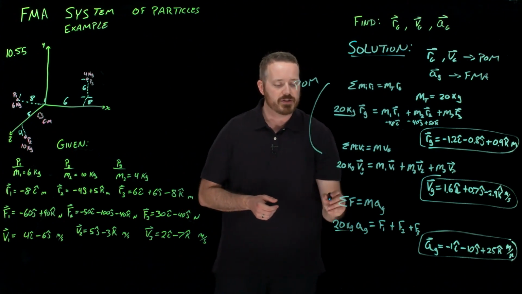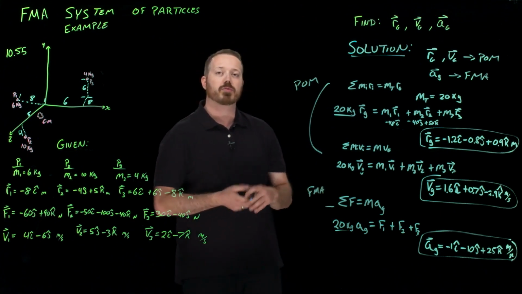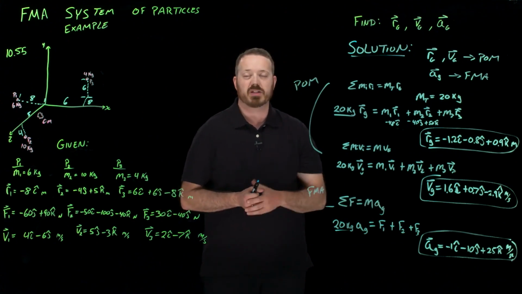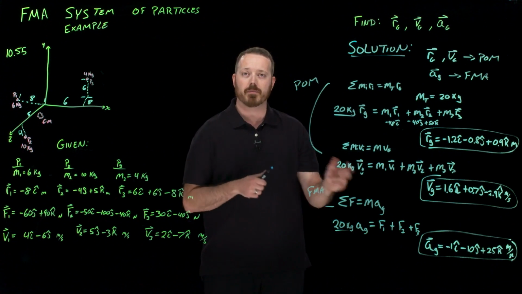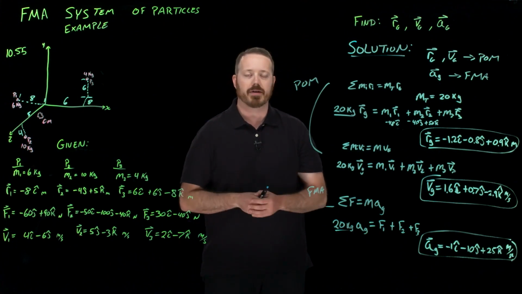And to find acceleration, of course, that is when we needed to apply our FMA method to a system of particles. In this case, pretty simple. Just add the forces up by components in each direction, and then divide out that mass, and you found the acceleration.